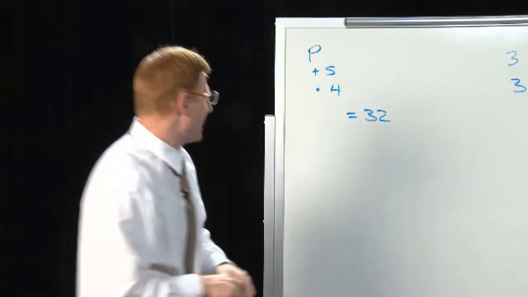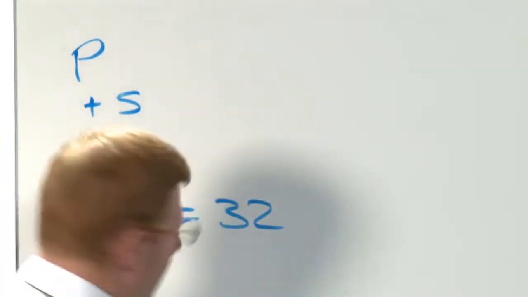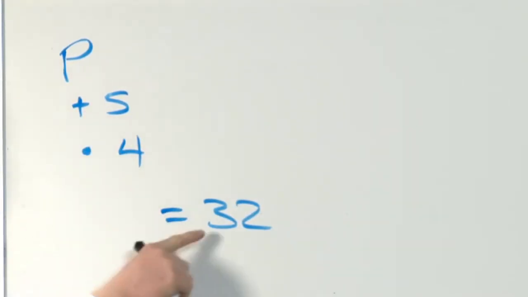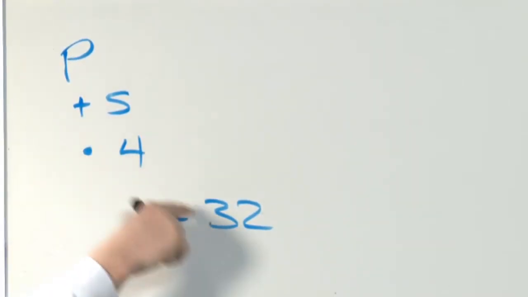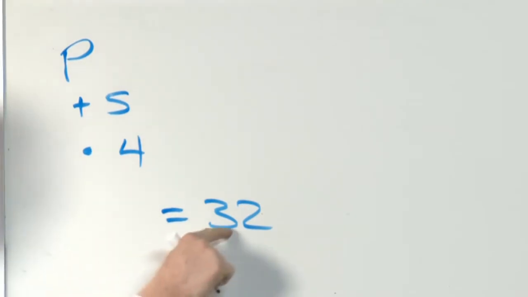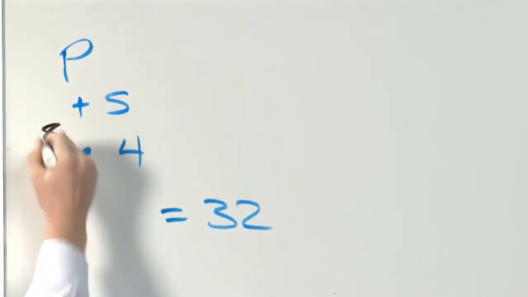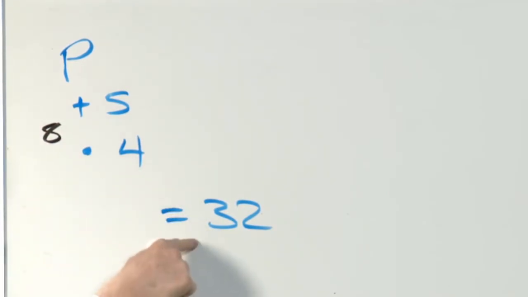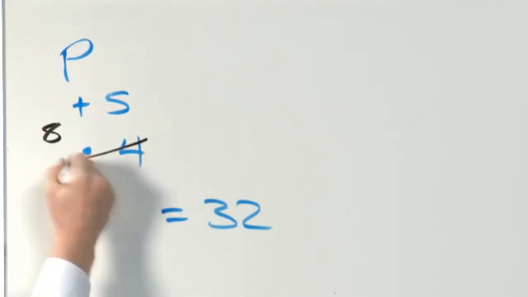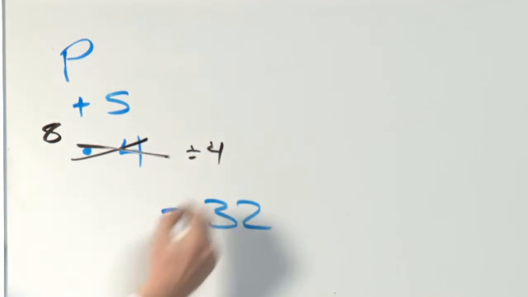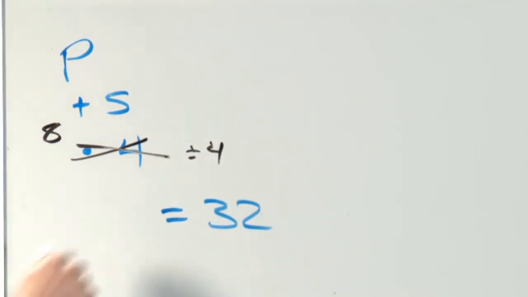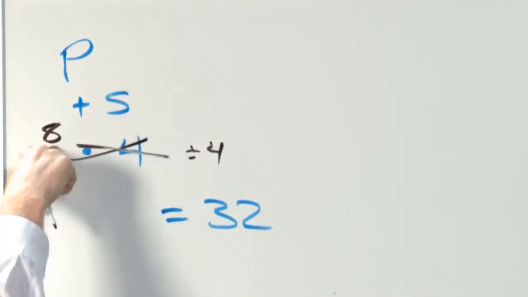Well, if you start working backwards, you're like, okay, we have 32. Something times 4 was 32. So really, if you go backwards on that, 32 divided by 4, I must have had the number 8 right here. 8 times 4 is 32. And I did that by going backwards on that guy, by dividing by 4, kind of undoing it. Then, a number plus 5 is 8.